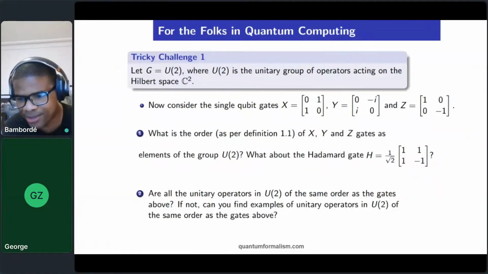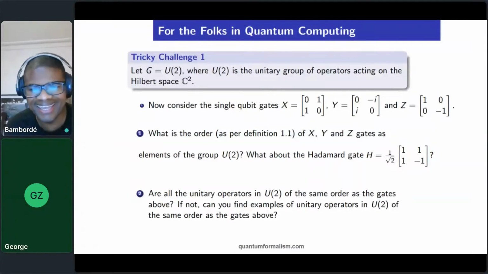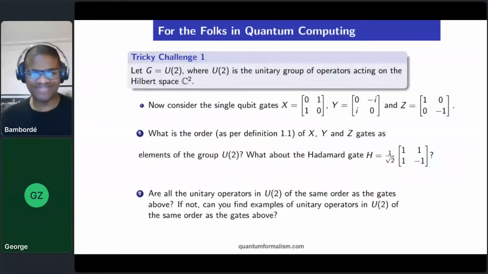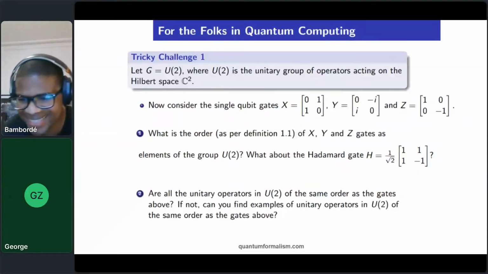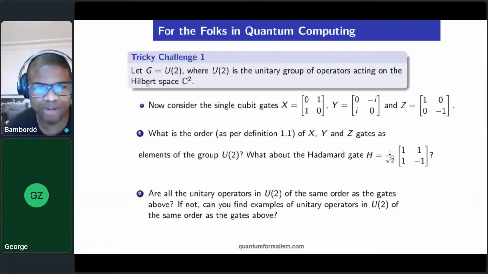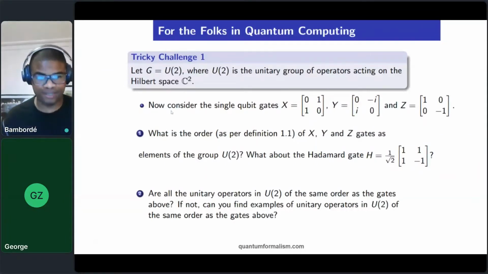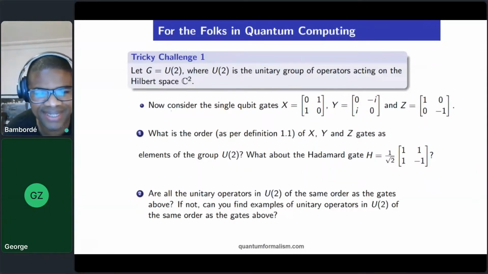Oops, our friend Soham has already given an answer. Does anyone agree? What about the Hadamard? Okay, so Han also thinks so. For those of you who are unsure, this is actually good. You can go and think about it.